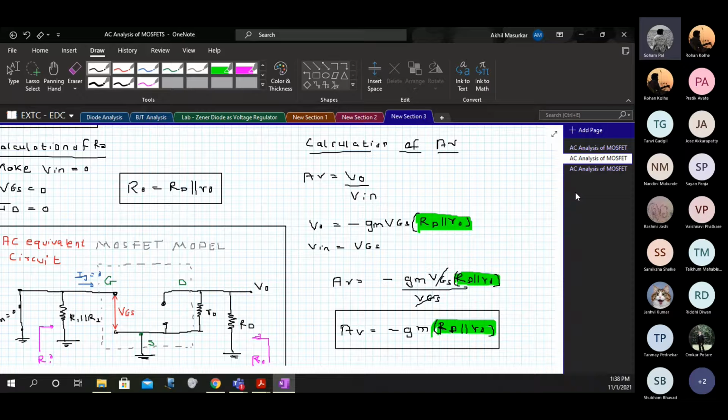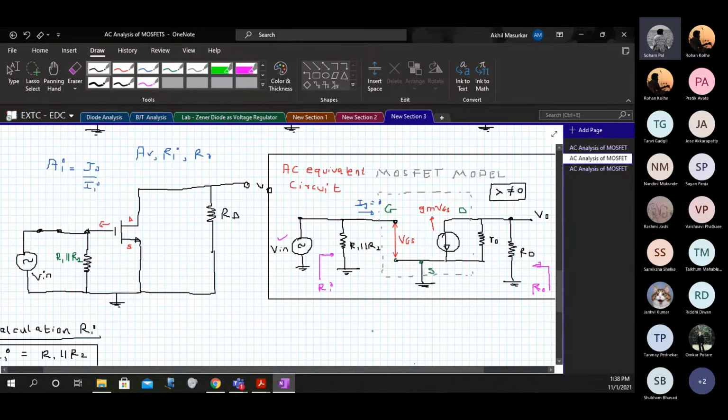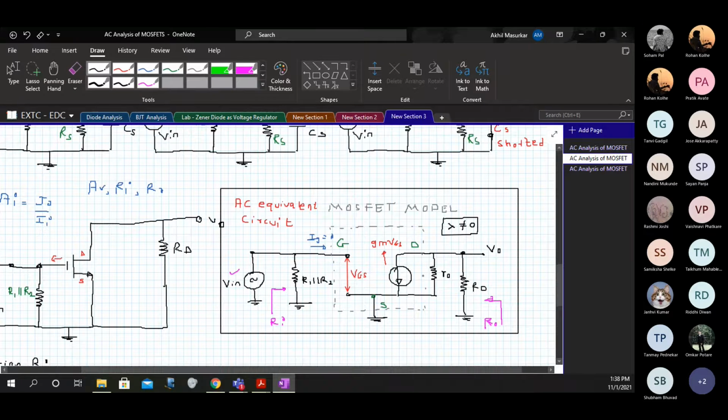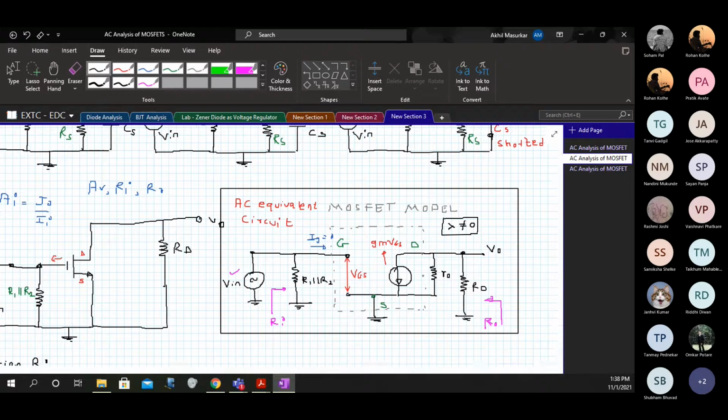Sir, could you show the diagram where lambda is not equal to 0? The diagram where the lambda is not equal to 0. This one. Yes. Thank you, sir.